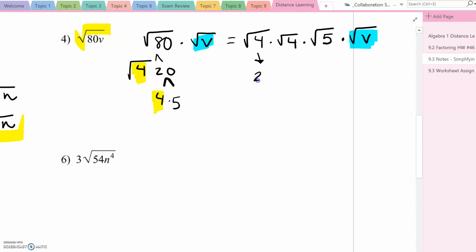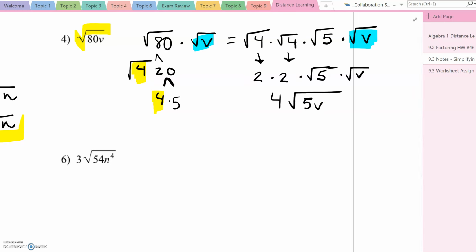Taking the square root of 4, we get 2. And again, the square root of 4 is 2. Square root of 5, we cannot simplify. And the square root of v, we also can't simplify any further. So our final step here is to just multiply 2 times 2 to get 4 square root. You might be able to guess because we did the same step in number 3. We're going to combine the 5 and the v to just make it underneath one radical. So 4 radical 5v, or 4 times the square root of 5v, is our answer for number 4.